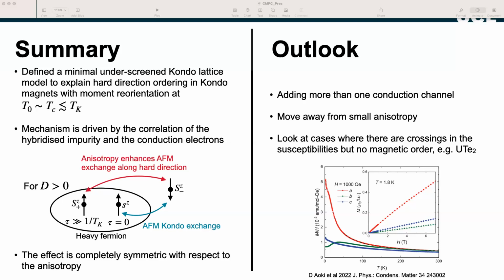Chris? Yeah, thanks for an interesting talk. Can I do that thing where I try and say what I think you said and you tell me if I've got it wrong? Sure. So obviously ordering along the hard direction is the hard direction. Is the picture basically that the ordered bit of the moment is setting the quantization axis for the fluctuating bit? And it's a good idea to have the fluctuating bit at the top of the energy landscape, because then it's easy to flip.